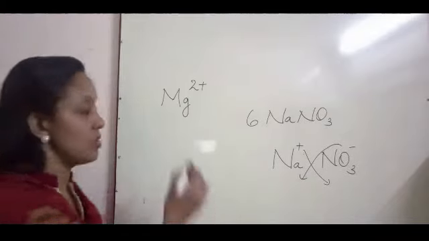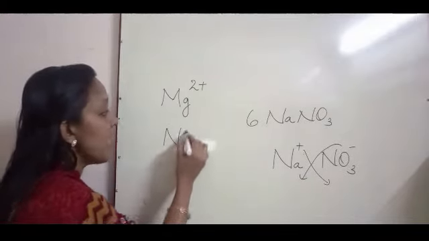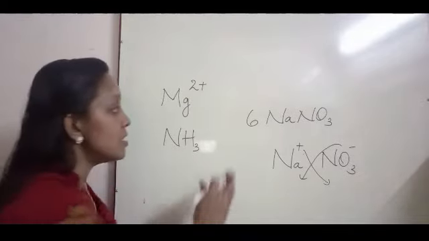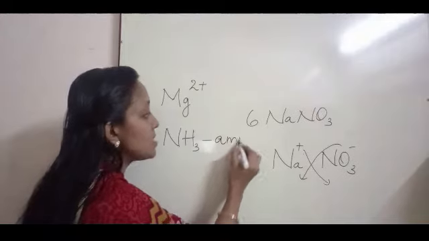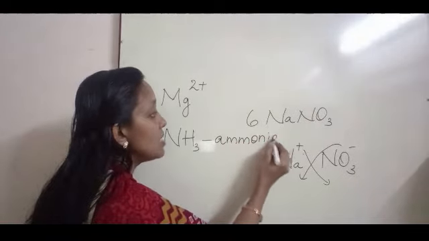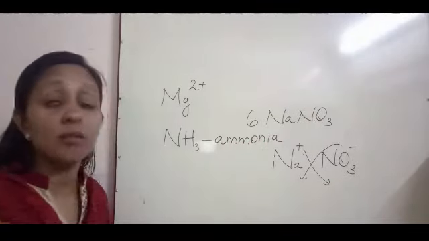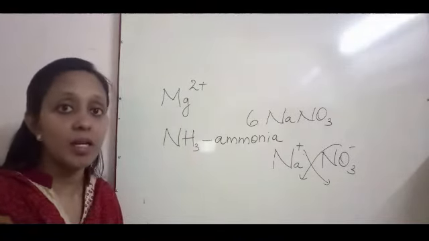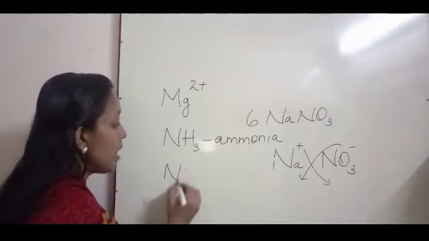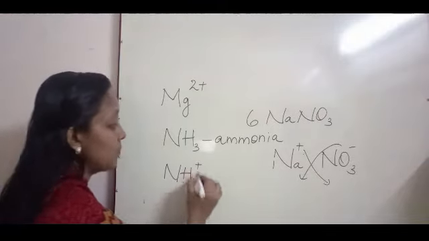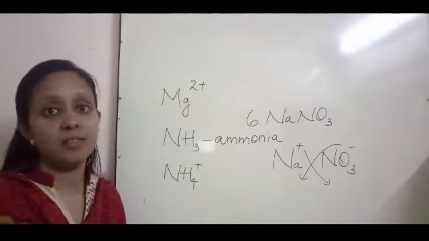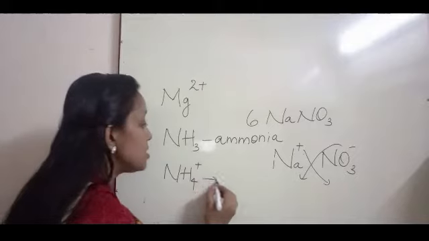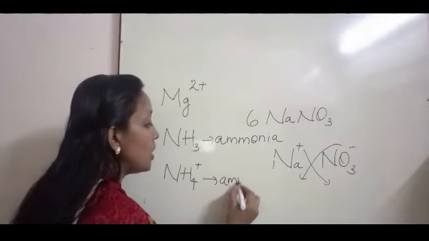Ammonium ion is asked. Children, NH3 is ammonia. Have you followed? This is ammonia, and this is a compound. Ammonia is a compound. It is not a radical. Ammonia is NH3 and is not a radical, while NH4 plus is a radical. This is a radical holding one positive charge, and this is named as ammonium.